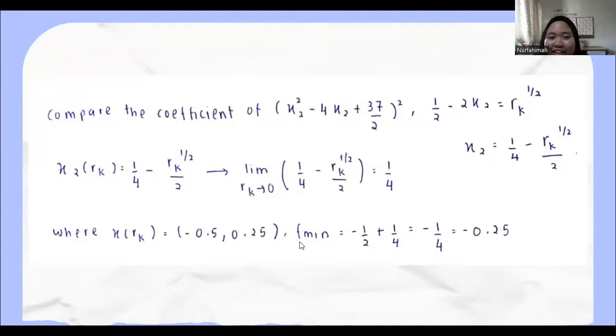Then we find the function minimum. We substitute into the original function. Then we get negative 1 over 4.